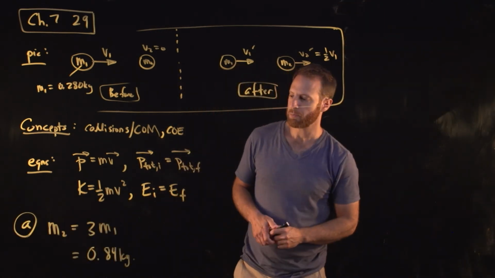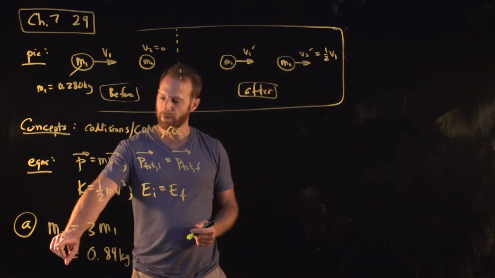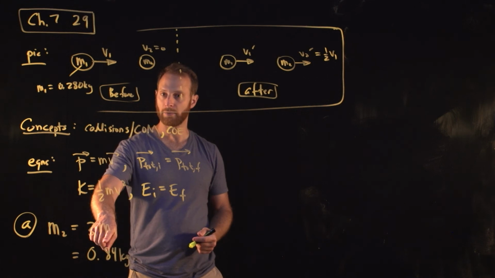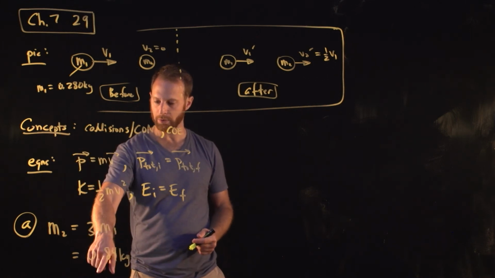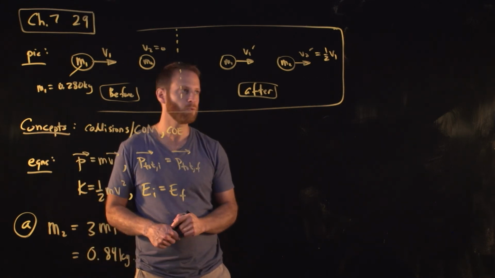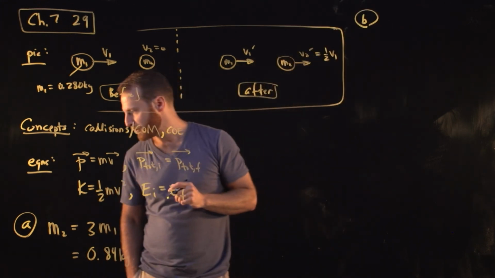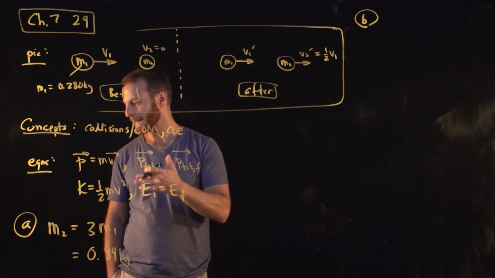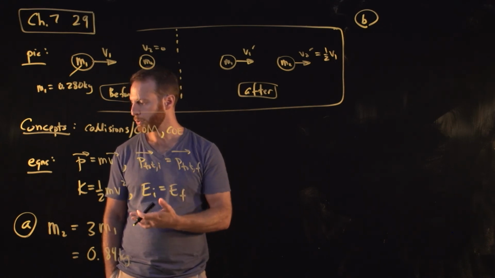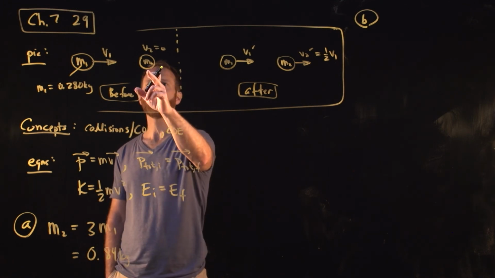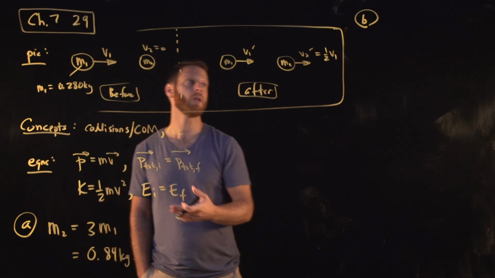Okay, so we've just done part A. As a reminder, we found that the mass of the second croquet ball must be 3 times the mass of the initial impacting croquet ball, and so that comes out to be 0.84 kilograms. In part B, what we're tasked with doing is figuring out what fraction of the original kinetic energy gets transferred to the second ball. Well, the amount that gets transferred is equal to the final kinetic energy of the second ball, because it started with none.